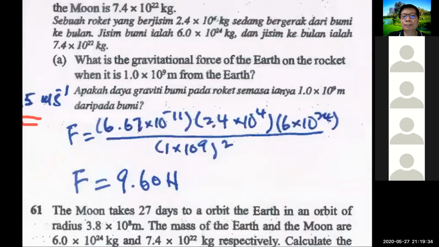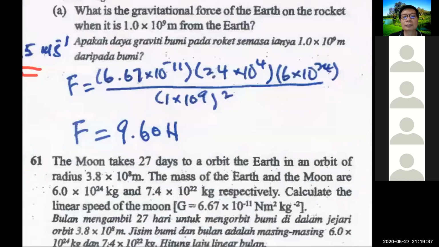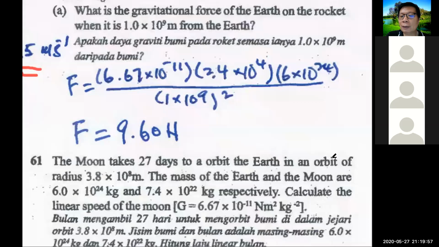Okay, 61. The Moon takes 27 days to orbit the Earth, 1 month. Orbit radius is 3 times 10 to the power 8. This is the orbital radius. The mass of the Earth and the Moon are given. This is the mass of the Earth. This is the mass of the Moon. Calculate the linear speed. We find the orbital speed.